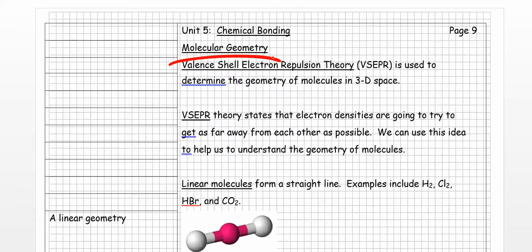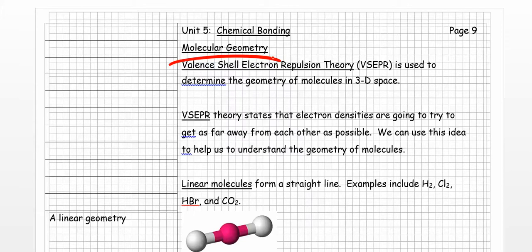By the way, folks, if you really want to impress your parents, when they ask you what you studied in chemistry, tell them, well, we were talking about valence shell electron pair repulsion theory, and they will really be impressed with you, okay? So VSEPR, don't forget it.